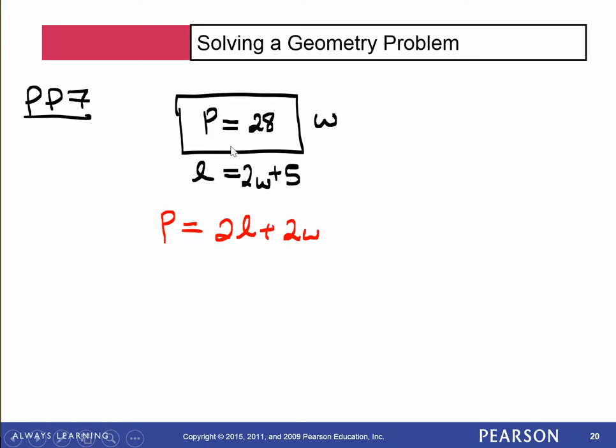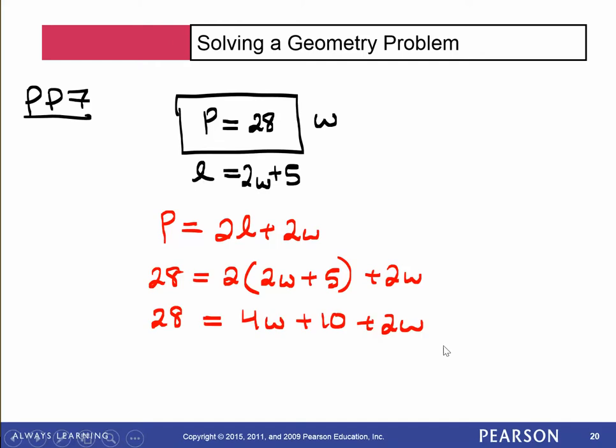Plug in whatever we know, right? 28 goes for P. L we know to be 2W plus 5, so that L changes into this. And the question is, now do we have an equation that only has a single variable? Yes. Absolutely. Now we can solve. And again, I'll put up the answer slowly. Kind of look up just to make sure you agree. You keep on going.